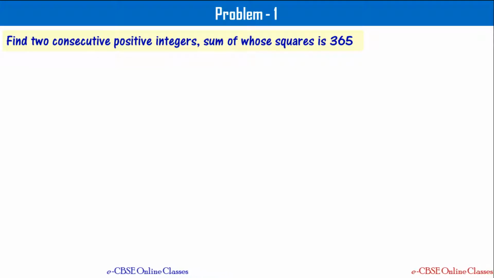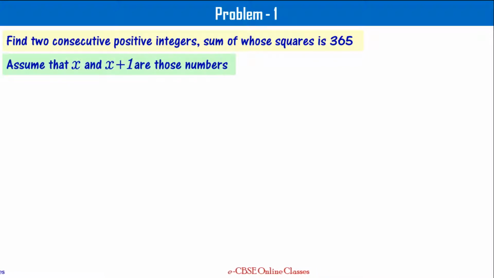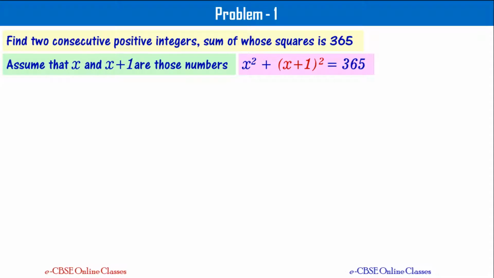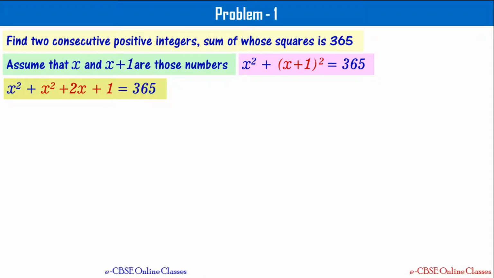We're asked to find two consecutive positive integers, sum of whose squares is 365. Let's assume that x and x plus 1 are those numbers. It means that x square plus (x plus 1) whole square is equal to 365. We know that (x plus 1) whole square can be written as x square plus 2x plus 1, right? So the whole equation now becomes x square plus x square plus 2x plus 1 equal to 365.